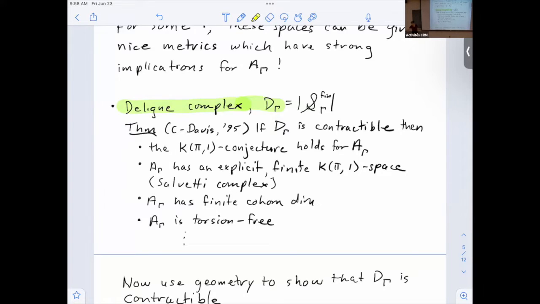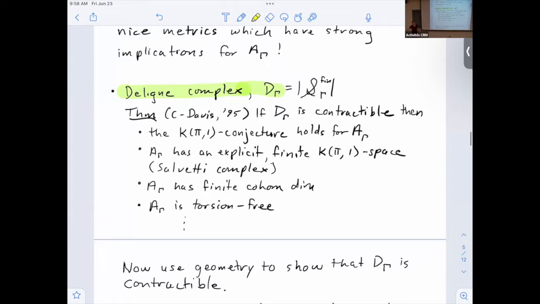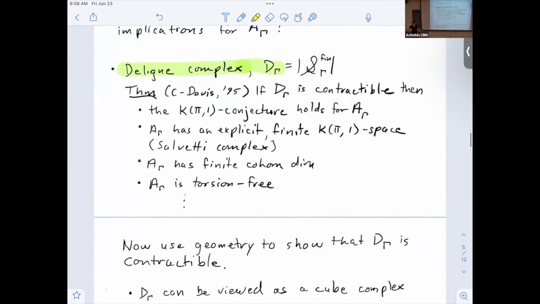Okay, so how do we show d gamma's contractible? Well, we've got all these geometric techniques right now for showing things are contractible. My favorite is show it has a CAT(0) metric. Yes, if something has a CAT(0) metric, then it's automatically contractible, because geodesics are unique and you can pick a base point and contract things down along these geodesics.